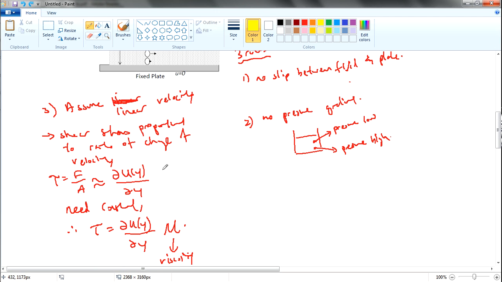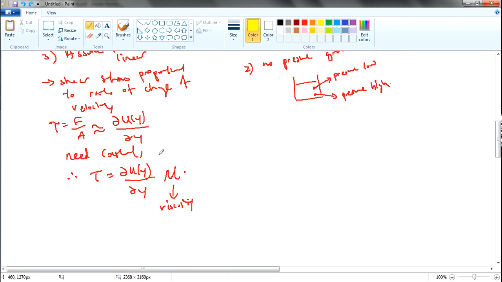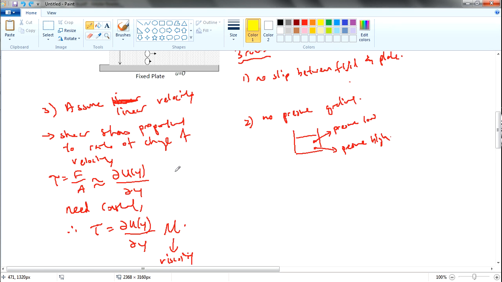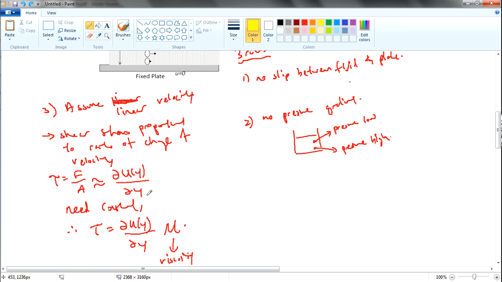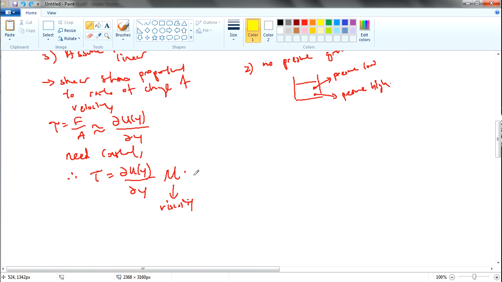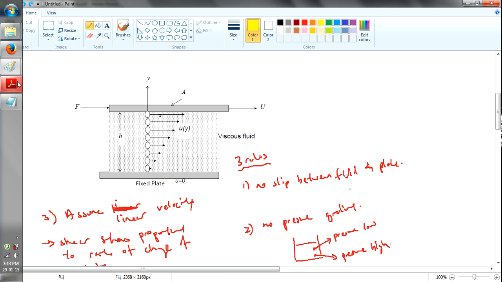No pressure gradient means we assume that there is no pressure low or pressure high at different depths. And then the last one, we assume that we can use this formula when they are proportional, when this trend is proportional. If they are not proportional, it is a very complex system, then we cannot use this formula anymore. So make sure you note it.